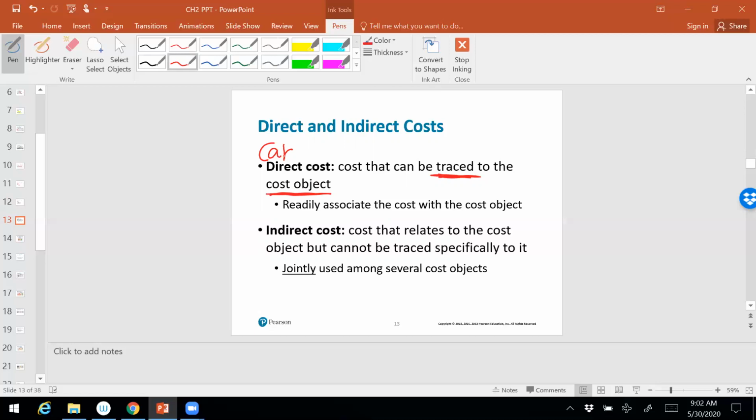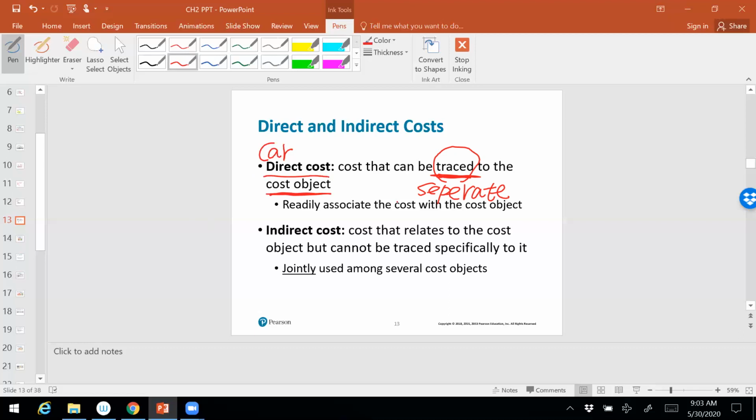So you can trace it. You say, hey, this piece of metal is used for this car. Then that 60 pounds are used for the next car. So the direct cost, you can trace it. You know, I put this metal to this car, not that car. I put these turning wheels to this car, not that car. I put this chair to this car, but not that car. So you can trace, or you can separate, right? You can separate this cost from this cost object to the other cost object. So if you can do that, then it's a direct cost.